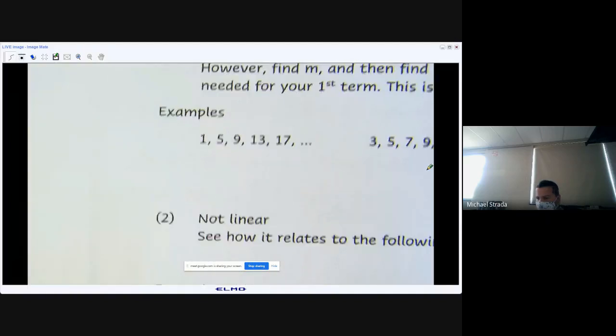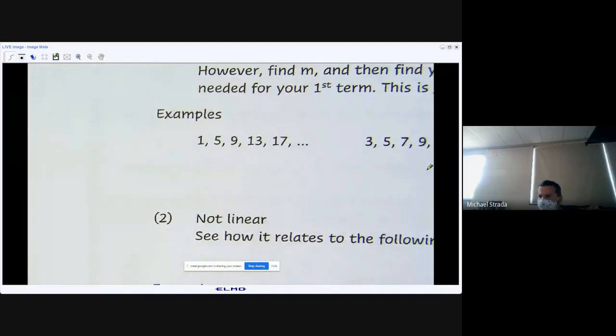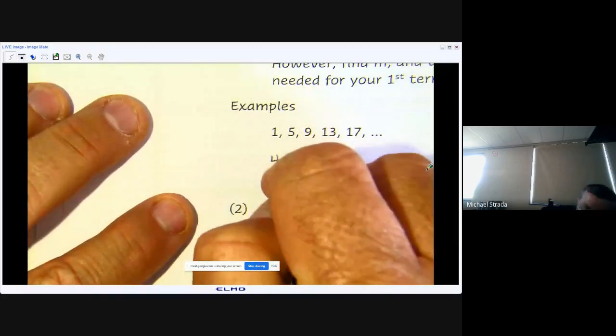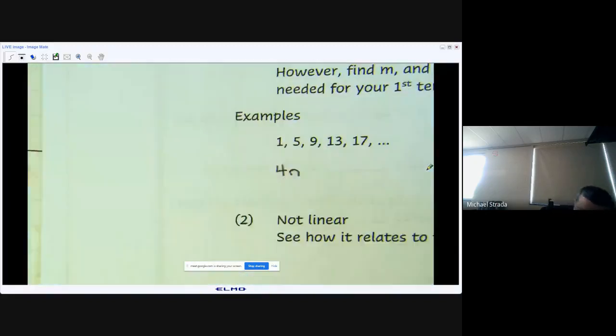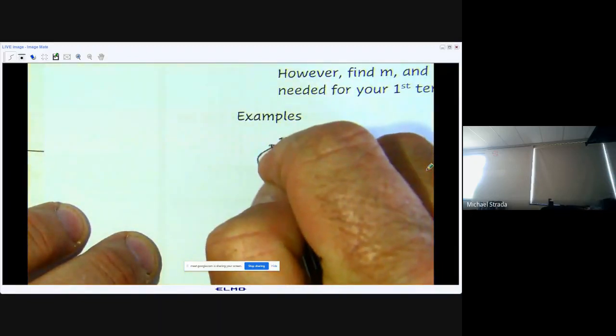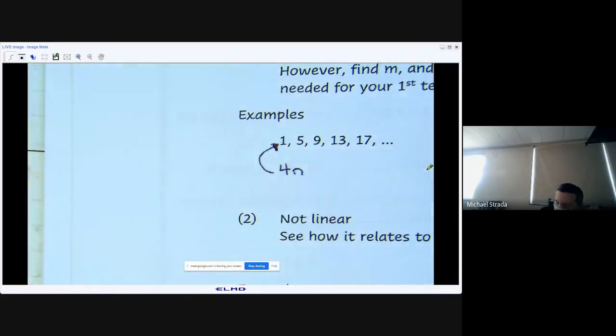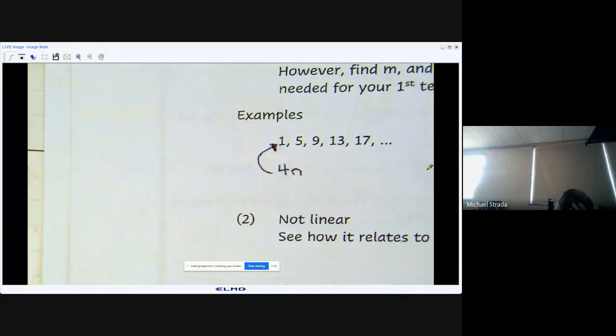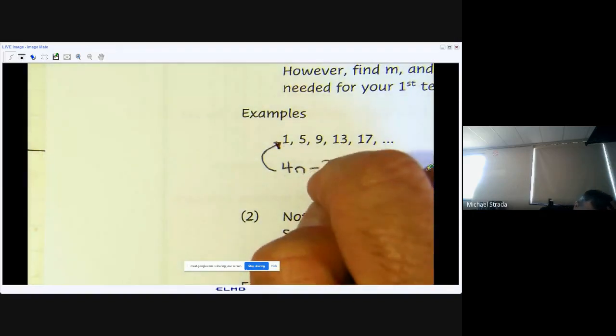So if I look at the first one, how much is it going up each time? 4. So I know it's 4n. You then look at whatever your m is, your coefficient, and compare it to your first term. And figure out how much you have to add or subtract to your m to get that first term. So I'm going from 4 down to 1. How do I get from 4 down to 1? Subtract 3. So you would just do 4n minus 3.